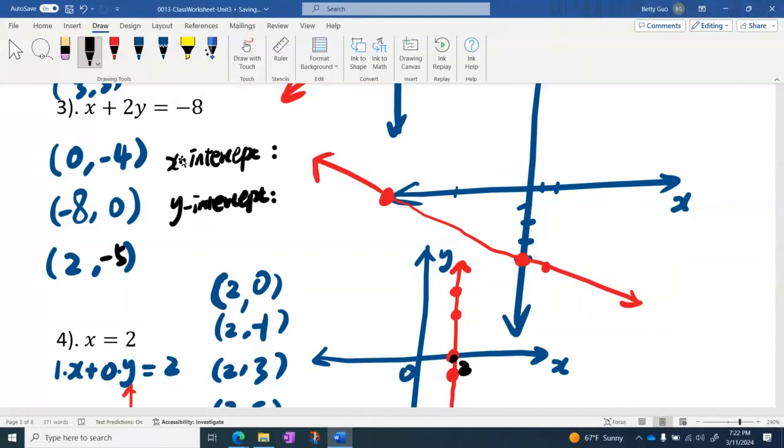Let me repeat the definition. The x-intercept is a point. Some teachers, even some textbooks, make this mistake and call the x-intercept or y-intercept one value. No, it's a pair. It has to have two values because it's a point in the rectangular coordinate system. So the x-intercept is the intersection of the straight line with the x-axis.